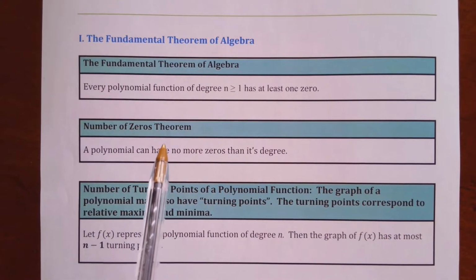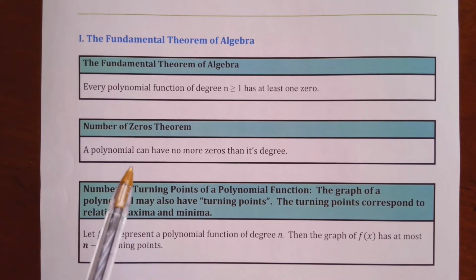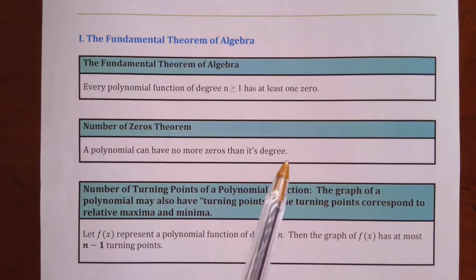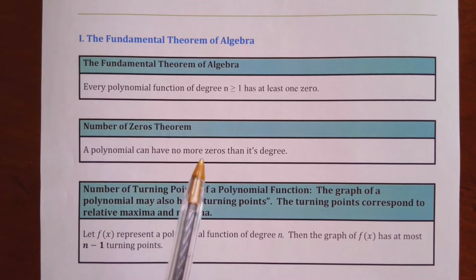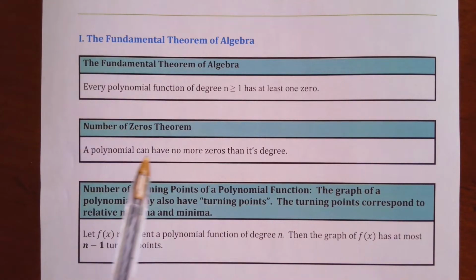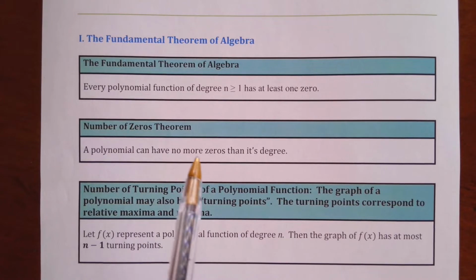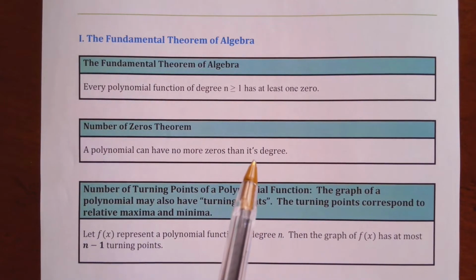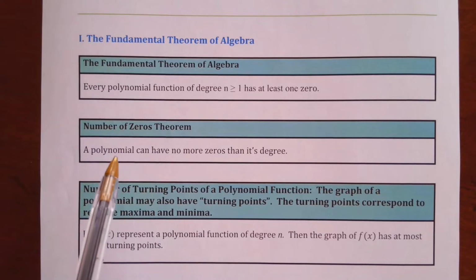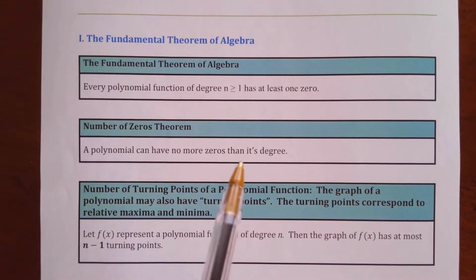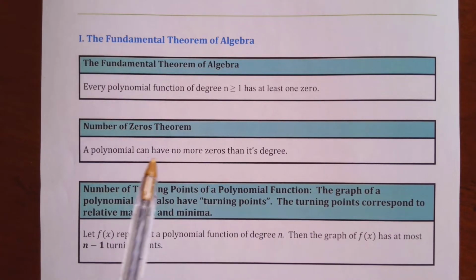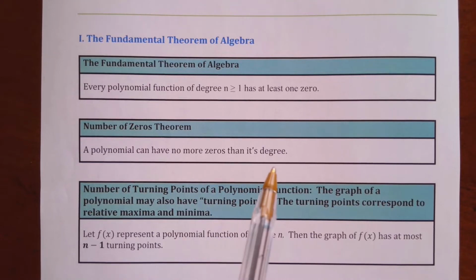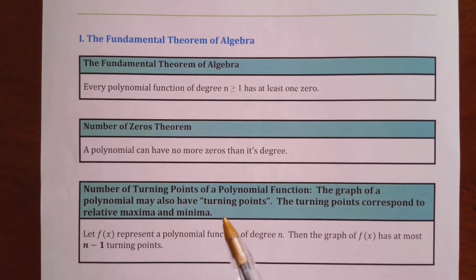Then we also have with that what's called the number of zeros theorem, which says a polynomial can have no more zeros than its degree. And hopefully you've already been realizing that as we started off with linear equations. A line will only cross the x-axis in one place, so it will only have 1 zero. Quadratic equations, which are the parabolas, cross the x-axis no more than 2 times, so that would be 2 zeros for a second degree. Now remember, you don't have to have that many zeros, but that's the most it can have. You can always have less than that, but not more than the degree.